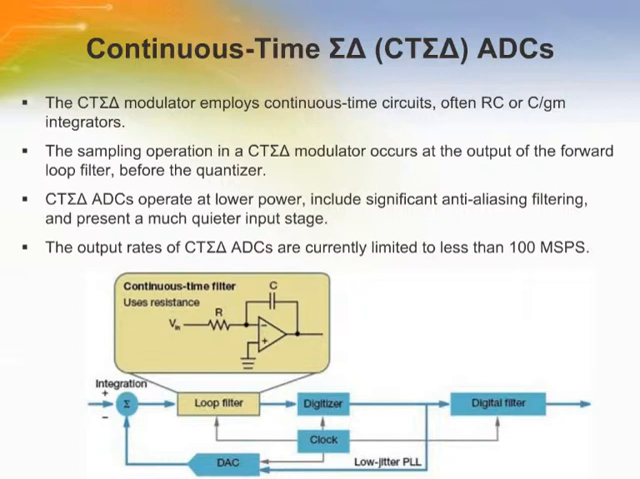The CT sigma delta analog to digital converters operate at lower power, include significant anti-aliasing filtering, and present a much quieter input stage. Because of its oversampled operation, the output rates of the CT sigma delta analog to digital converter are currently limited to less than 100 MSPS.